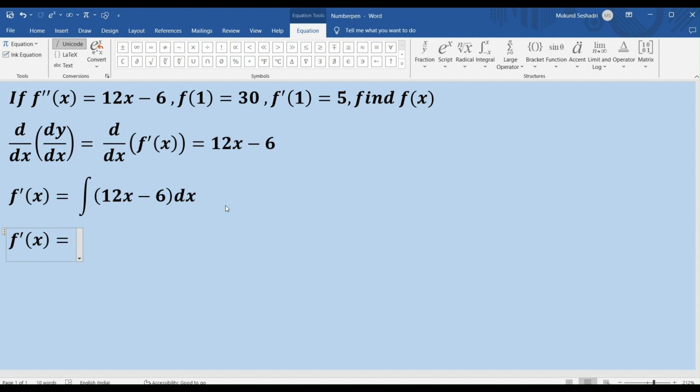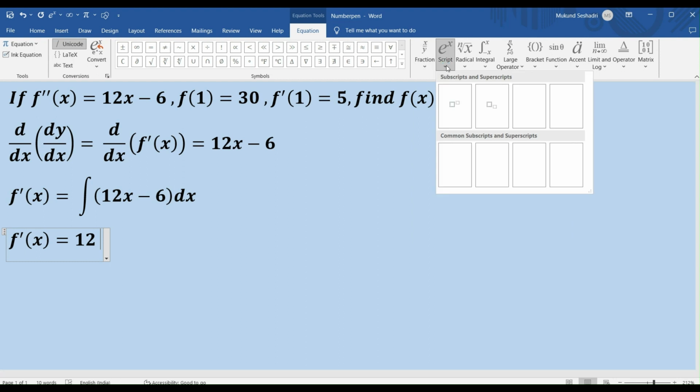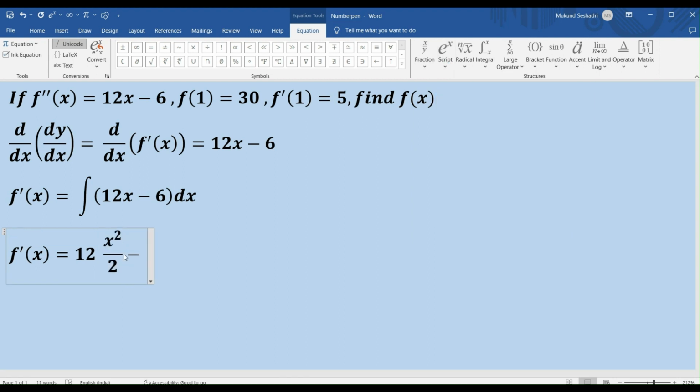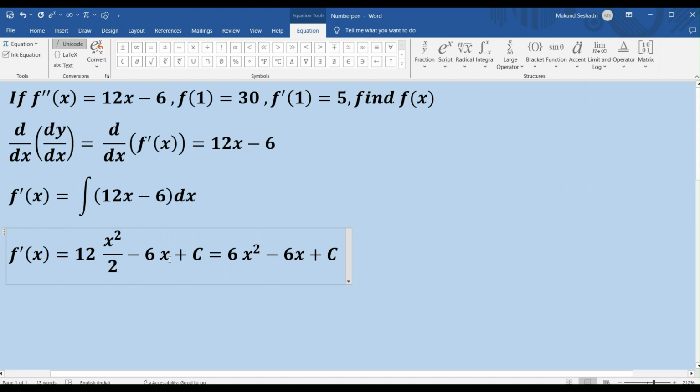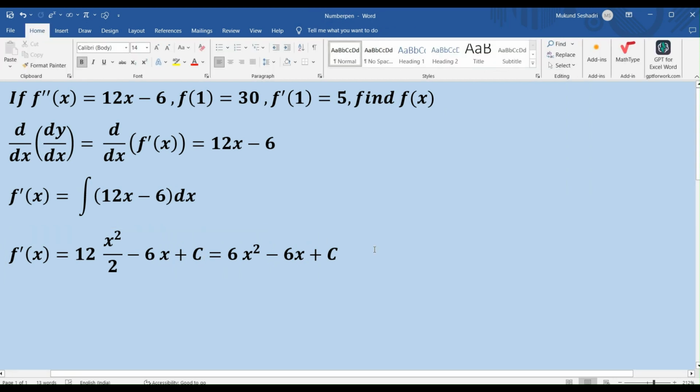So I have integral of 12x dx minus integral of 6 dx, right? My first part, integral of 12x dx, is nothing but 12 times integral of x dx, which is x squared by 2, minus integral of 6 dx, which is nothing but 6 times integral of dx, which is 6x. I know that I have scope to simplify this further. Do not forget your constant. So I have my f dash of x now, in terms of x, and I have a constant c, right?